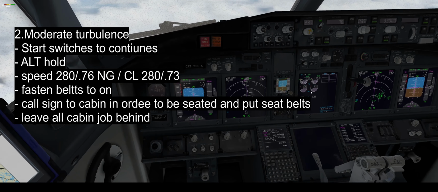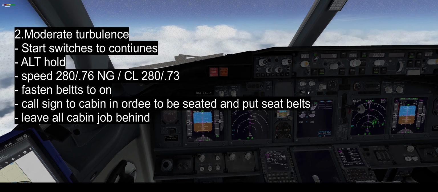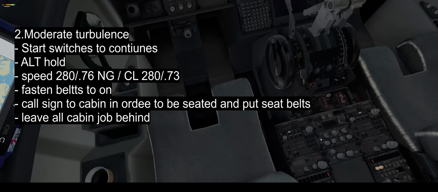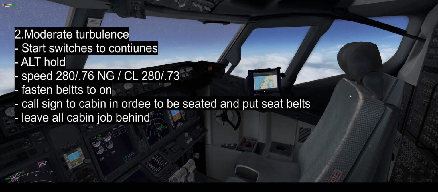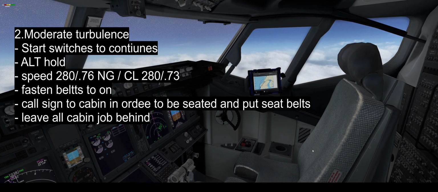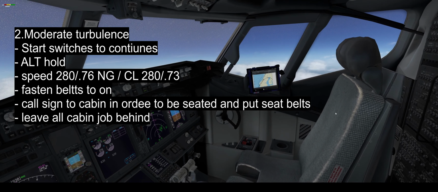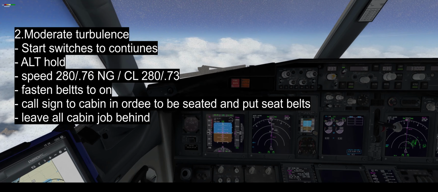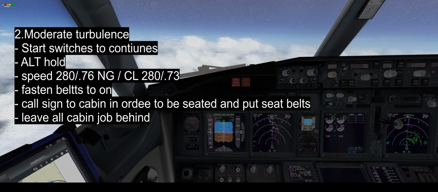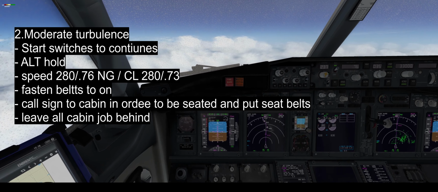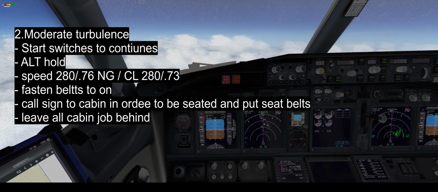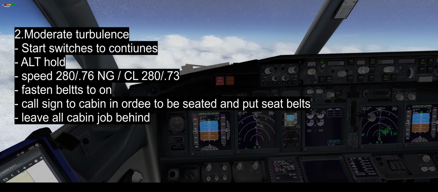What I forgot, if we are encountering moderate turbulence as well, we need to put the shoulder seat belts on in the cockpit, because an injured pilot is a useless pilot. So this is the moderate turbulence.